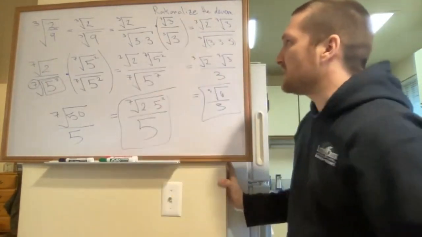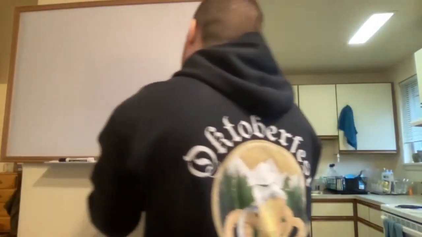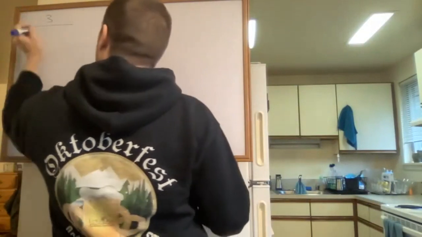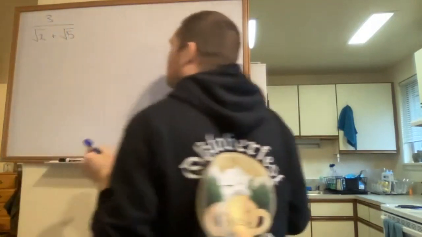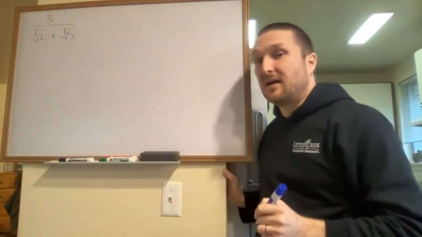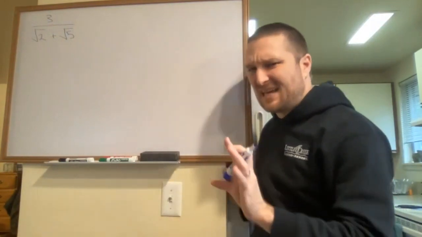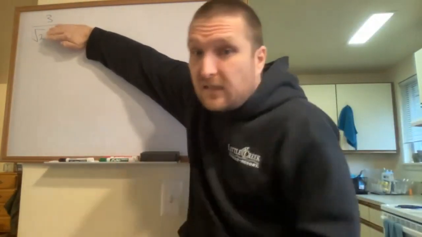So can I erase this stuff? Yes. Okay. Now we still want to rationalize the denominator here. And what I'm going to do is, let's do it this way. We have 3 divided by the square root of 2 plus the square root of 5. Uh-oh. Oh boy. Now we have a problem because it used to be easy. If it was just the square root of 2, you'd say, oh, I know what to multiply by. I'd multiply it by the square root of 2 and it'll kill it.